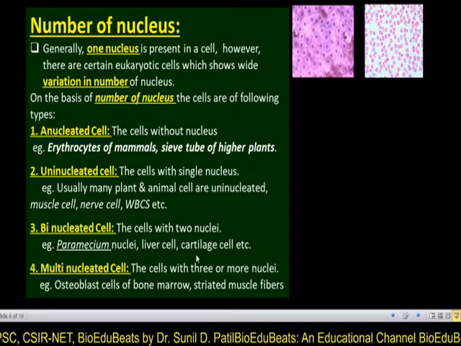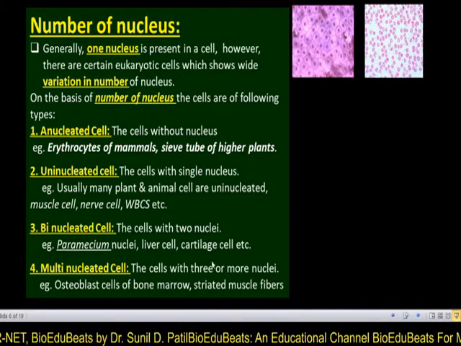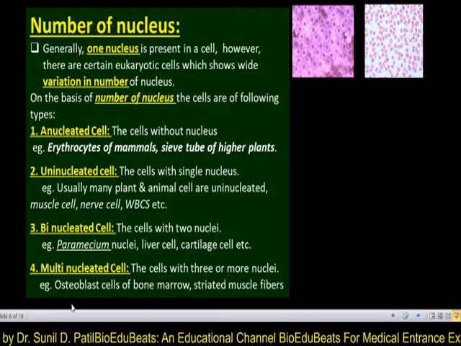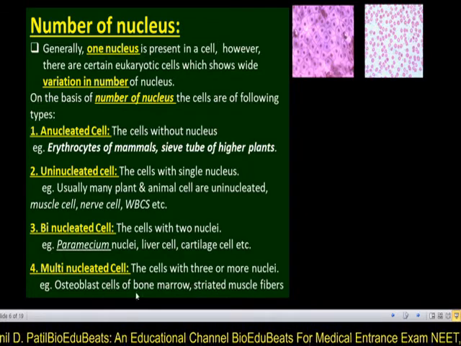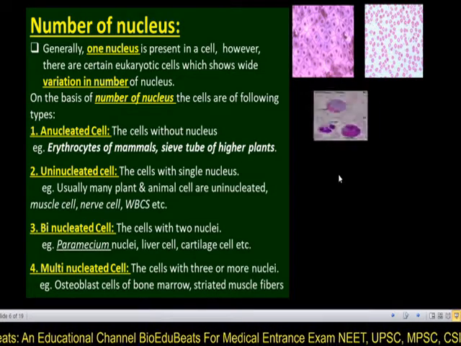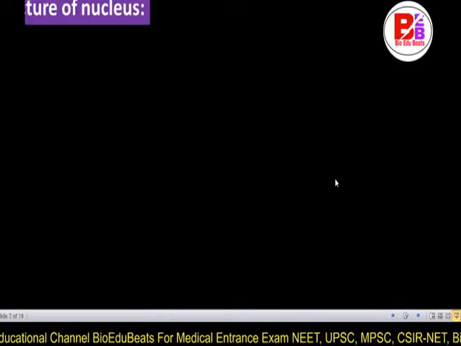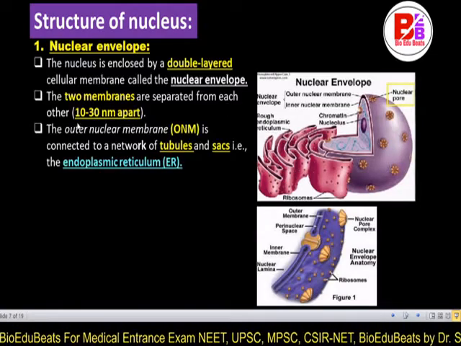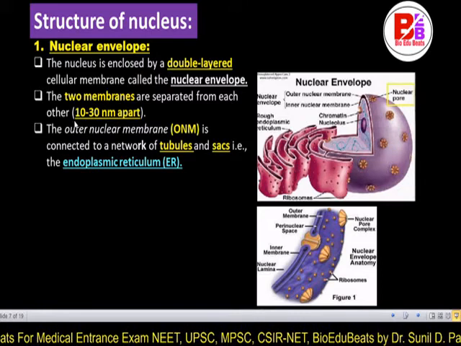The liver cell, binucleated. Cartilage cell, multinucleated cell. This cell has 3 or more nuclei. Osteoblast means bone cells of bone marrow. Striated muscle fiber we have already seen, a multinucleated cell. Then we are moving to the structure of cell, structure of nucleus.